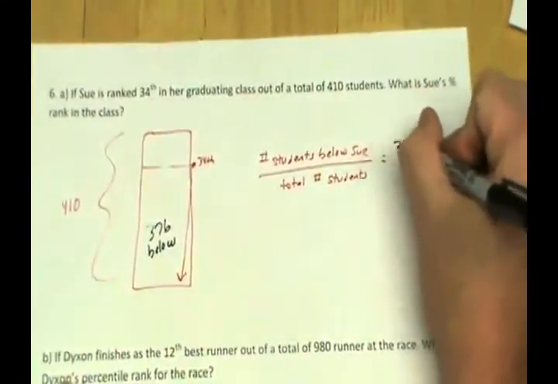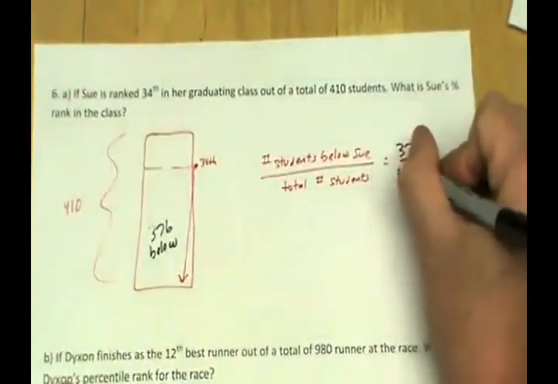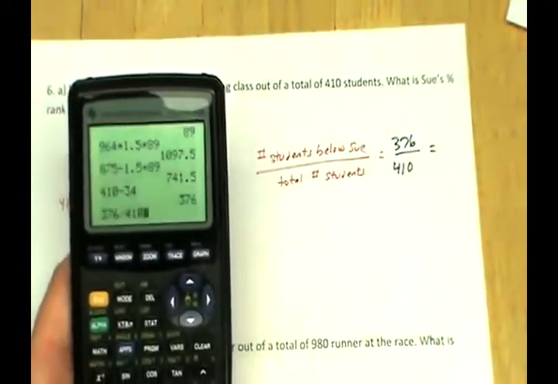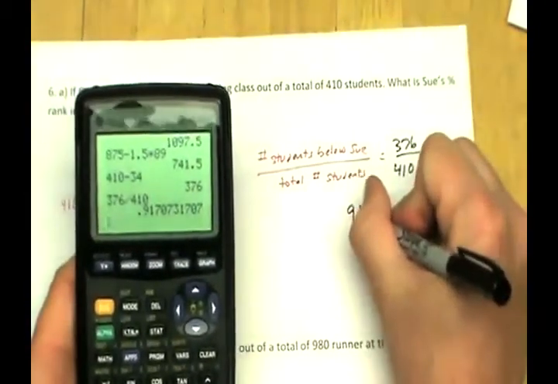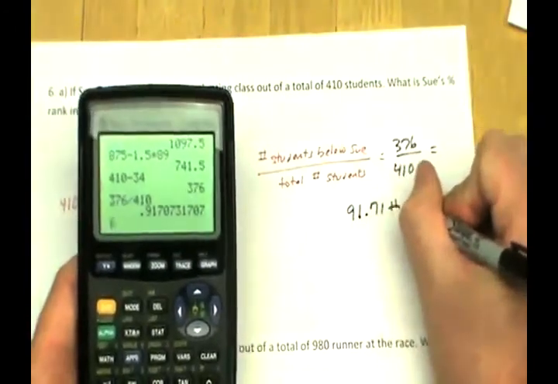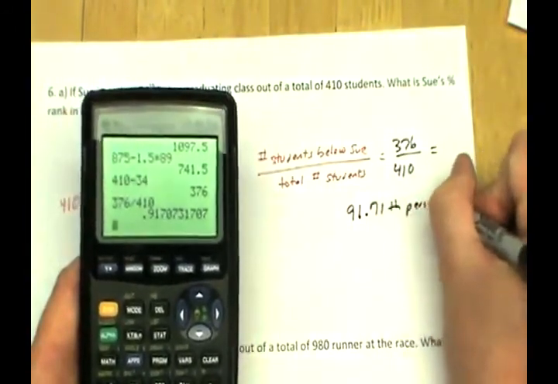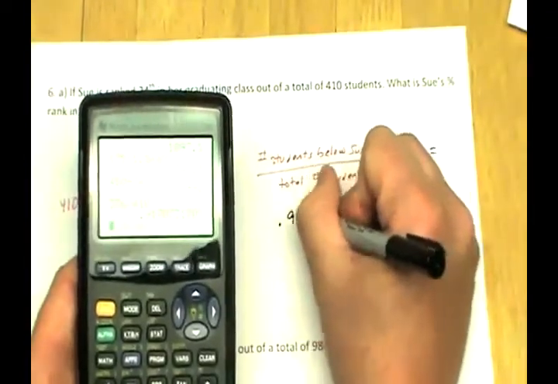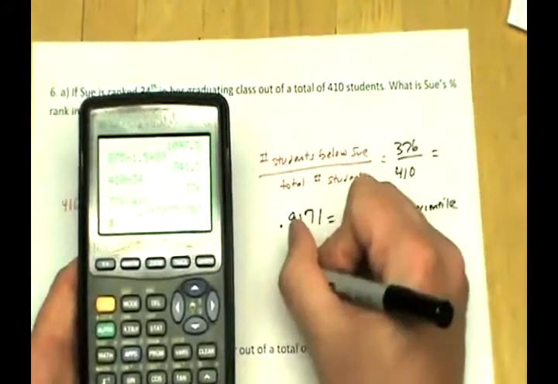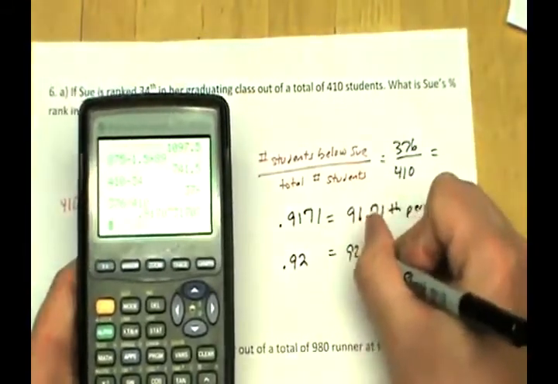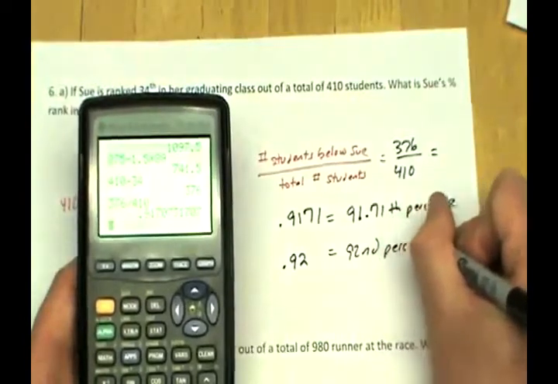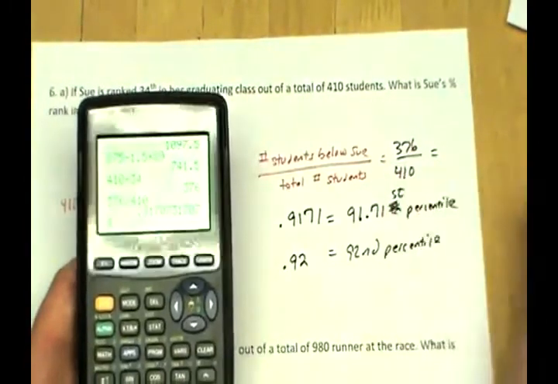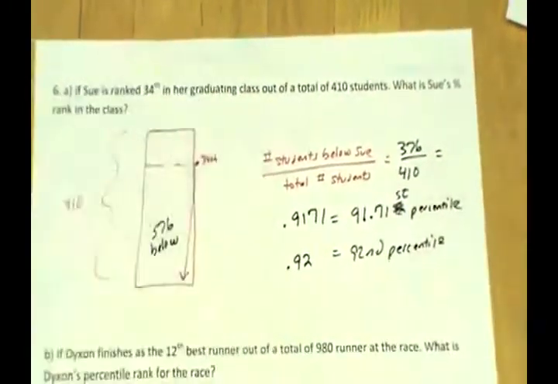You're going to say 376, and you're going to divide that by the total number of students, which is 410. So we put that in our calculator: 376 divided by 410. And we're getting back 91.71 percentile. Okay, so we used 0.9171. If we wanted to just simply say 0.92 to do decimals, then we'd say 92nd percentile. That should actually be an ST. 91.71st percentile or 92nd percentile. That's how we got that number below.